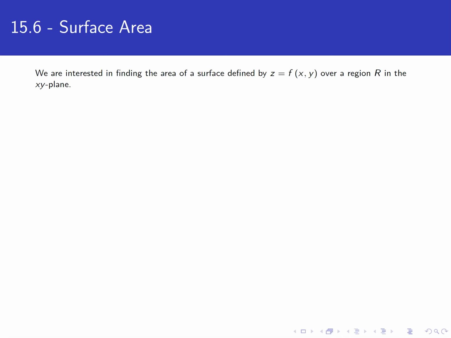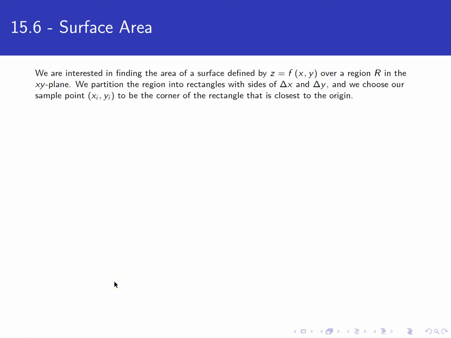The first thing we're going to do is partition our region into rectangles. The rectangles will have sides of length delta x and delta y respectively. And then as a sample point, remember when we do integration, we can use any sample point in our partition that we want. In this case, just to make the notation easier, we're going to use our sample points as being the corner of the rectangle that's closest to the origin.